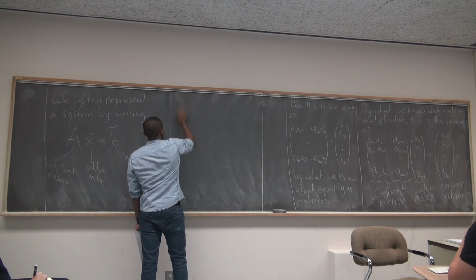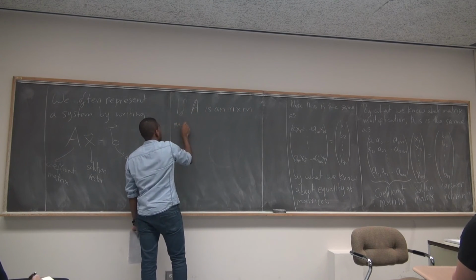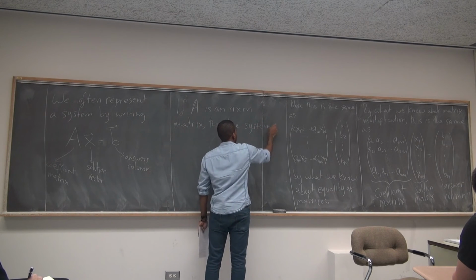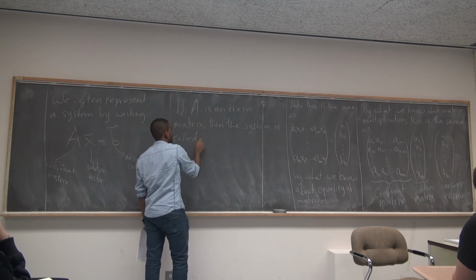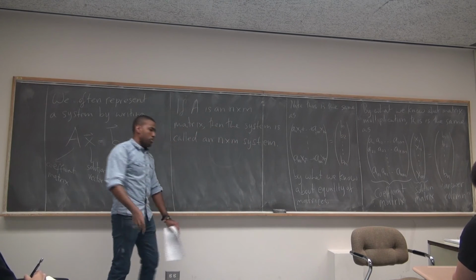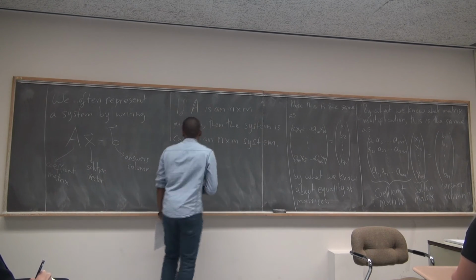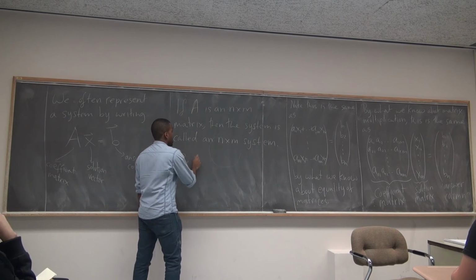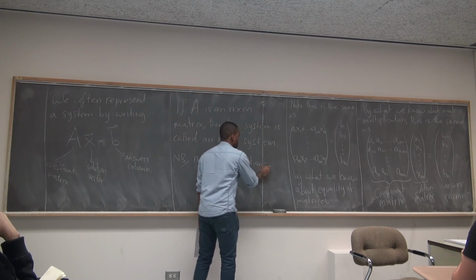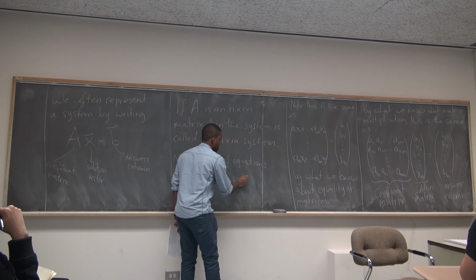Now for naming things, if A is an n by n matrix, then the system is called an n by n system. So in the future, if I say, suppose you have an n by m system of equations, I mean the coefficient matrix is an n by m matrix. Note, n would equal the number of equations I have. m is equivalent to the number of unknowns or variables.